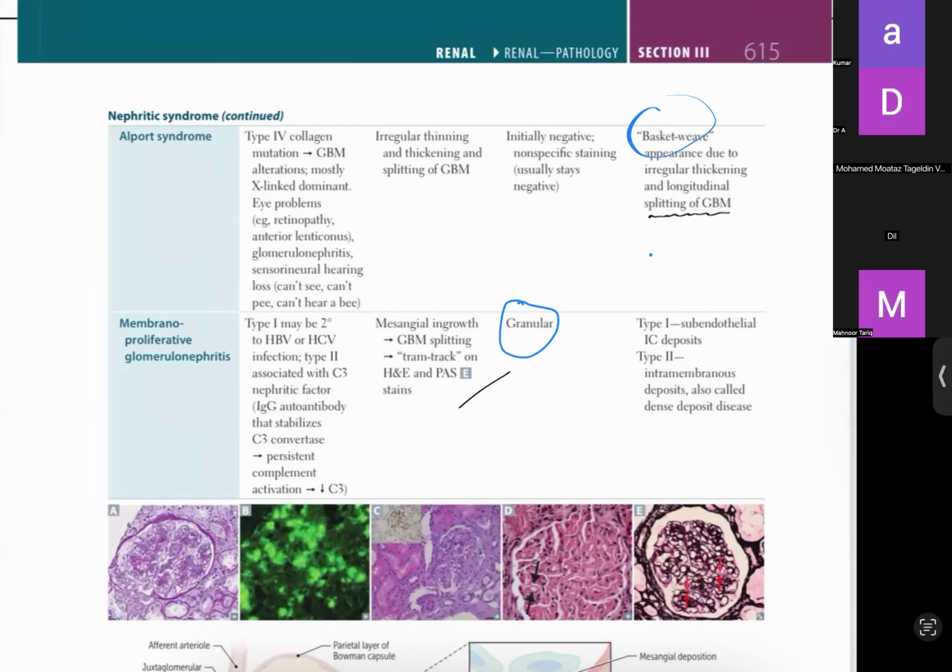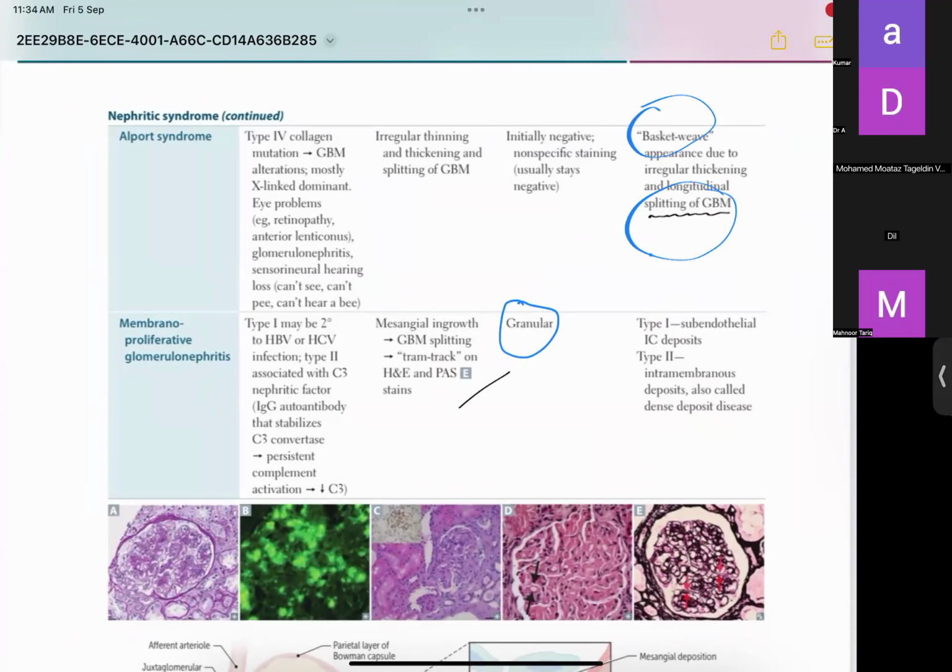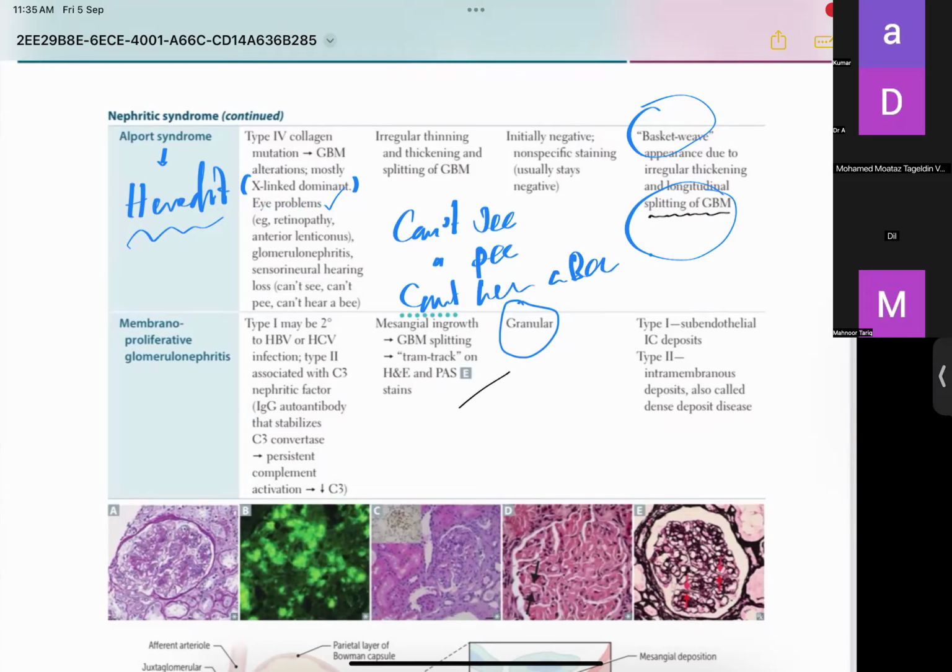Basket weave is important. Splitting of the GBM is important. One more important thing about Alport: it is hereditary, right? X-linked dominant. So what they will give you is eye problems. We have the formula: can't see, can't hear, can't pee. So we have these three problems also.